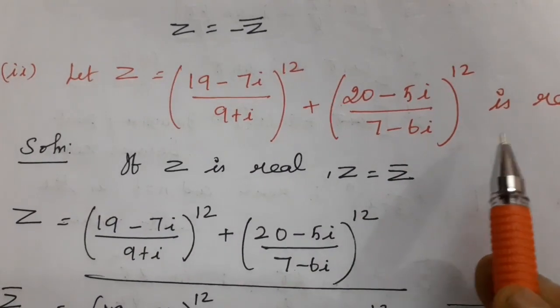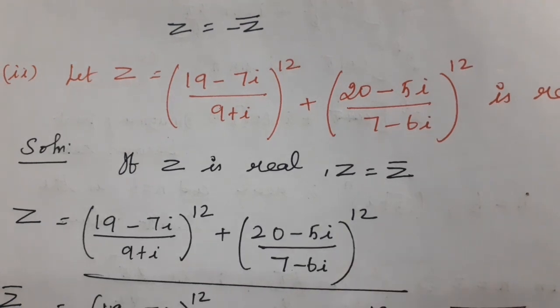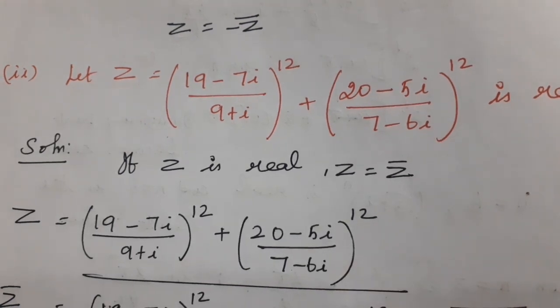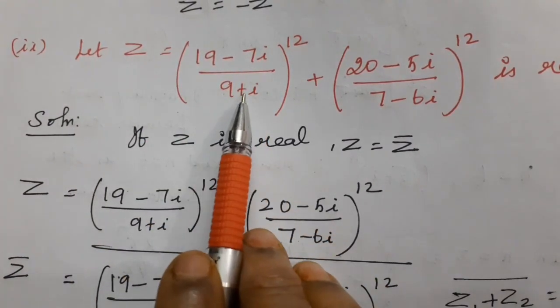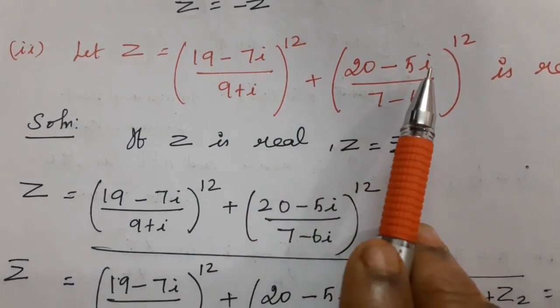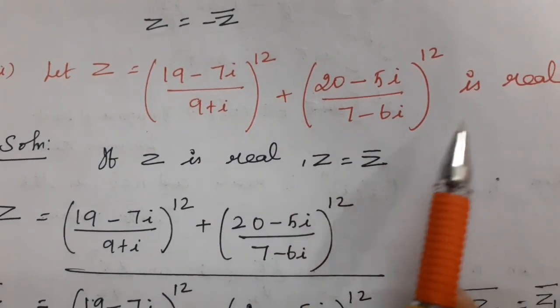Similarly, Z equal to Z bar is nothing but what? Real. In the first sum you proved that Z equal to minus Z bar means imaginary. Z equal to Z bar means it is real. So let Z equal to (19 minus 7i by 9 plus i) whole power 12. See the question: (20 minus 5i by 7 minus 6i) whole power 12 is real.